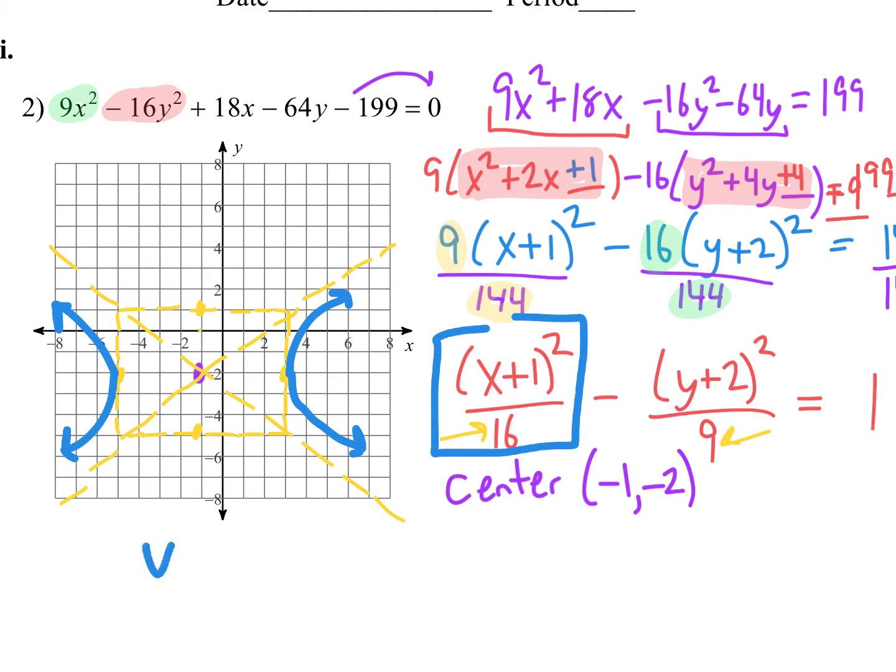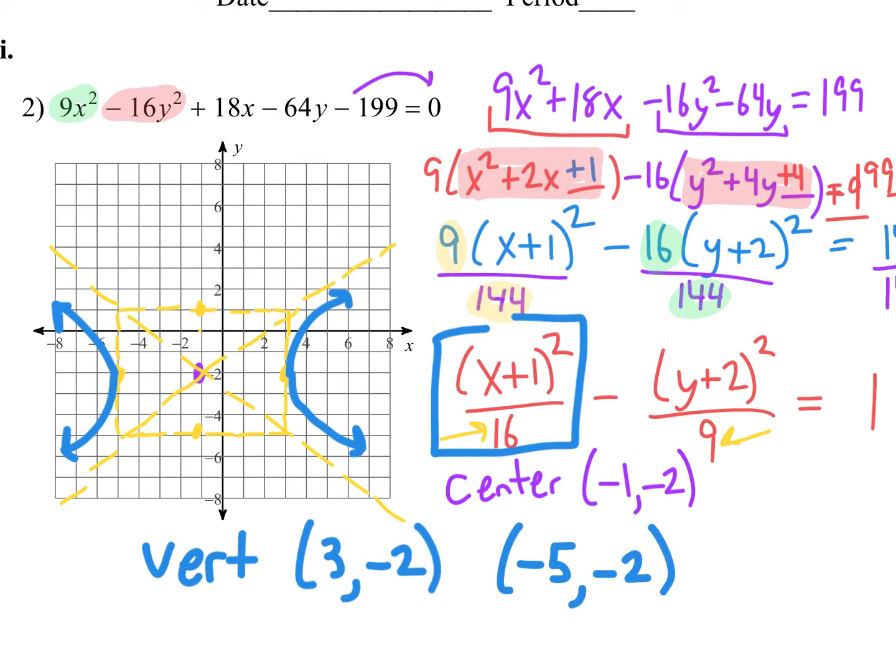So the vertices on this one are those two on the right and left side of the rectangle. It looks like we're at 3, -2, and also -5, -2. And those are the coordinates of the vertices, because it's plural.